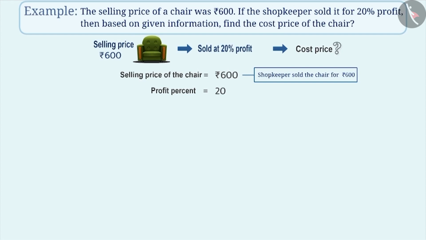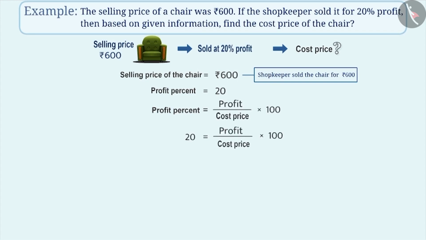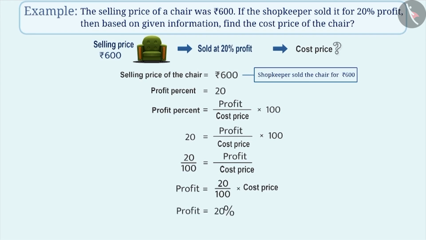In the previous video, we have learnt that profit percent is equal to profit by cost price into 100. That means 20 is equal to profit by cost price into 100. That is, 20 by 100 is equal to profit by cost price. Profit is equal to 20 by 100 into cost price. We can also write this as profit is equal to 20% into cost price.